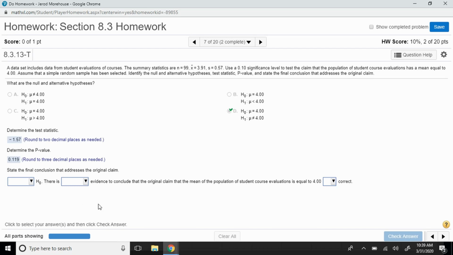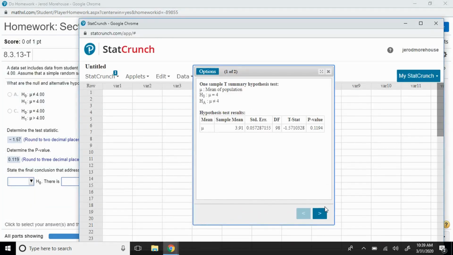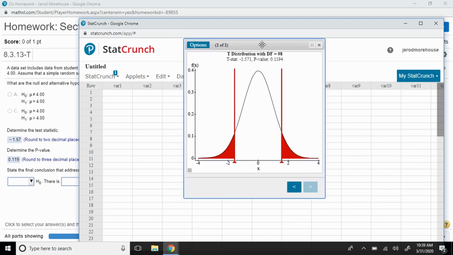Then they want us to make a conclusion over here. Going back to StatCrunch, I want to emphasize for a second this p-value plot. What we did is we took a sample and we got a sample mean that fell this many standard deviations away from the mean. So the probability of getting our sample's results or something more extreme to the left is represented by this red area here. The probability of getting our sample's results or something more extreme to the right is represented by that red area here to the right.